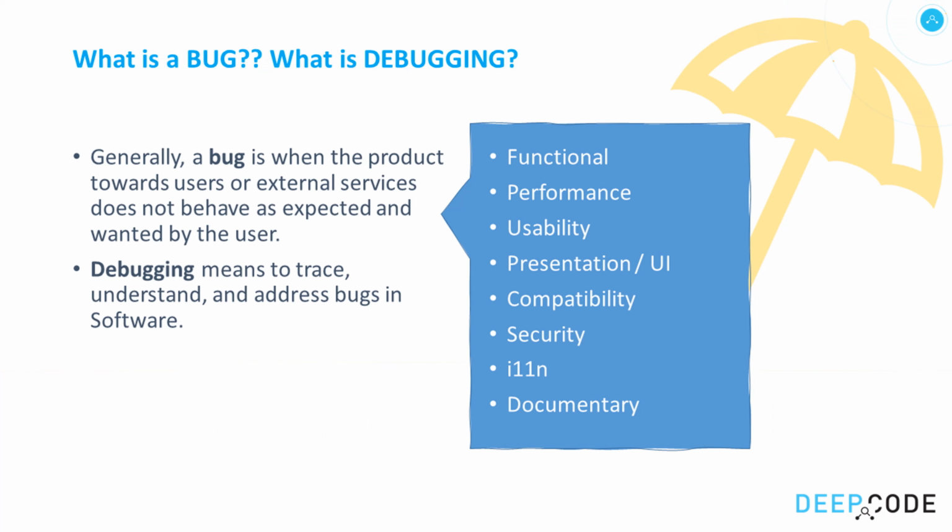So first, let us define what is a bug and what is debugging. With a bug we mean whenever a software product is not behaving towards the user as the user would expect it to behave or wanted it to behave. This can be a functional or logical error. This could be performance, usability, presentation or UI. Very prominent here in the web space is resizing of your browser, and your UI comes into shambles when you have different sizes of the browser. Compatibility could be an issue source, security, internationalization, documentation. So there are lots and lots of aspects that have bugs probably. With debugging we mean to trace, understand, and address these bugs in the software.